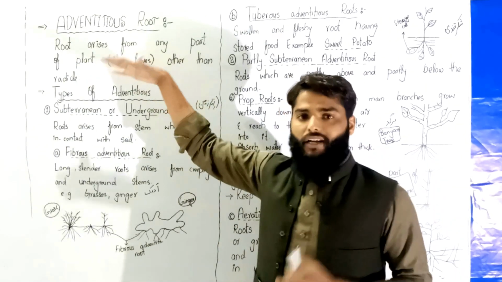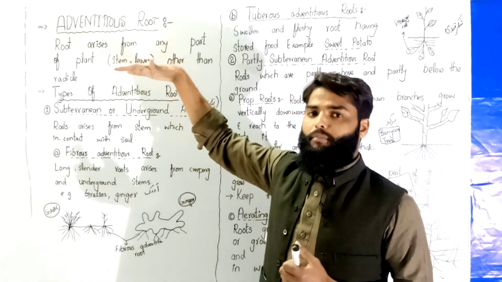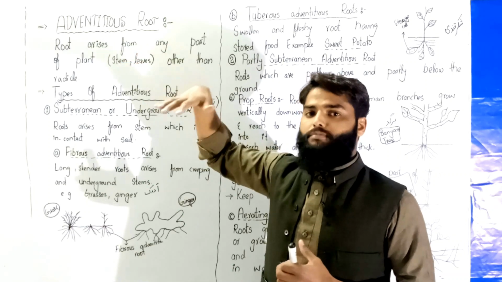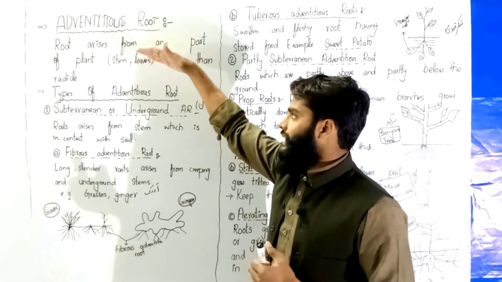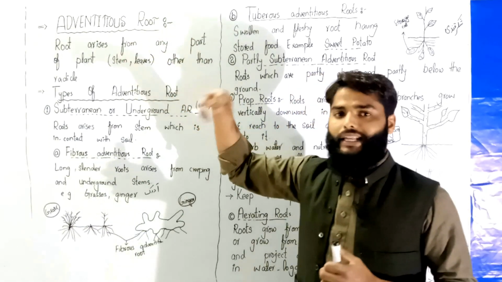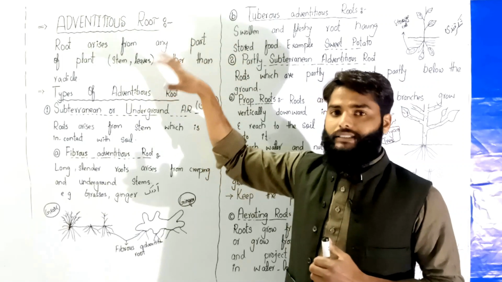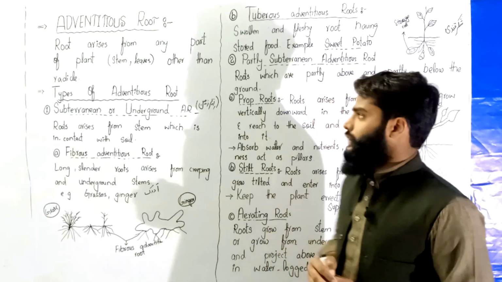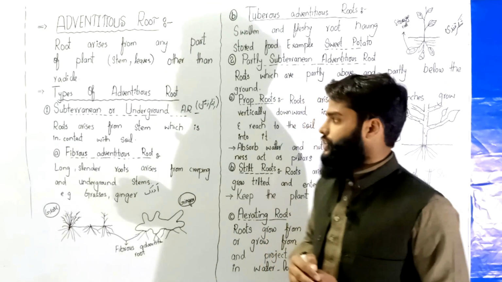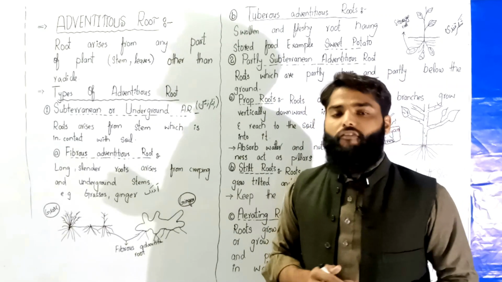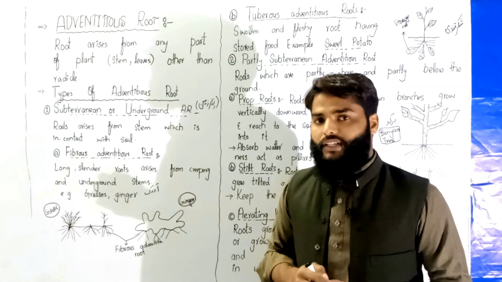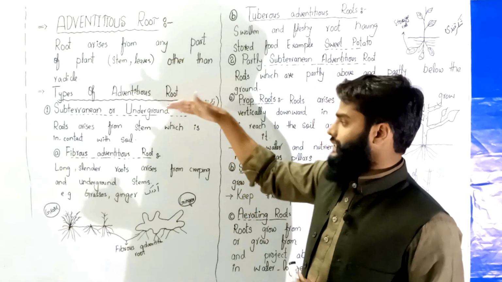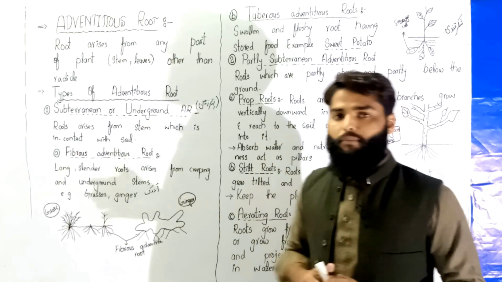So any part of the plant, what does it mean? Any part of the plant means it may arise from the stem, leaves, internodes or any other structure of the plant, but it must not be the radicle. So there are different types of adventitious roots. Basically there are 5 types of adventitious roots. We will discuss all these 5 types one by one.